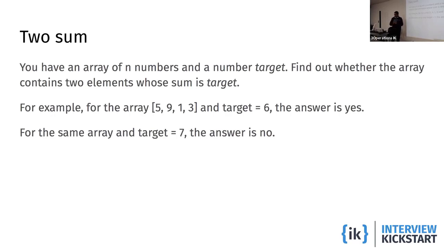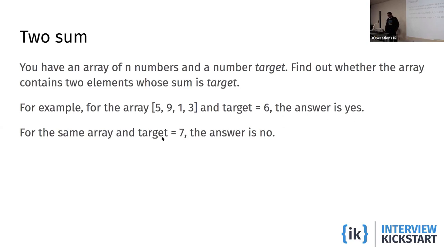You have an array of n numbers and you have another number given, which is a target. Now these numbers could be integers, they could be real numbers, doesn't matter. You want to find out whether this array contains 2 elements whose sum equals the target that you're given. For example, if the array that's given to you is 5, 9, 1, 3 and the target value is 6, are there 2 numbers here which add up to 6? Yes, 5 and 1 add up to 6. So you have to return yes as the answer.